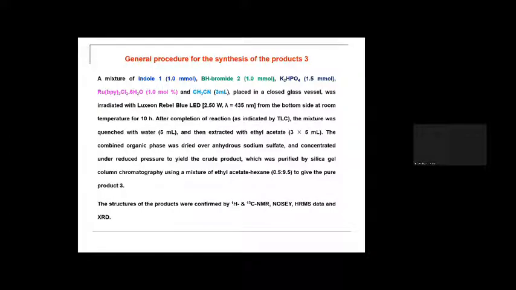The combined organic phase was dried over anhydrous sodium sulfate and concentrated under reduced pressure to yield the crude product, which was purified by silica gel chromatography using 10% ethyl acetate hexane mixture to give the pure product. The product was identified and confirmed by 1H NMR spectra, 13C NMR spectra, NOESY NMR spectra, HRMS and XRD data.